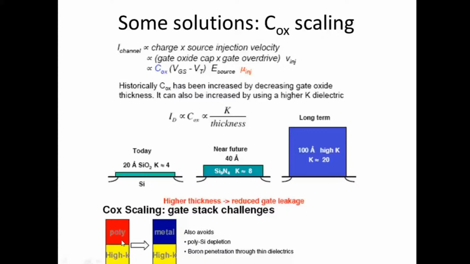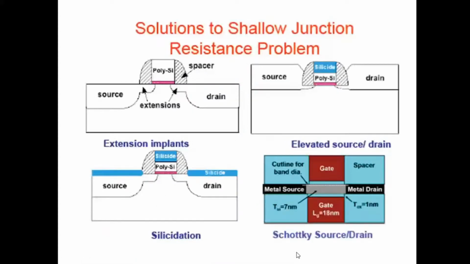Also, in the larger MOSFETs, we were depositing the poly on the oxide. Now we are depositing the metal on the oxide to avoid what is known as polysilicon depletion and boron penetration through the thin dielectric during fabrication. We scale the MOSFET. Source and drain also get scaled, and we need to make shallow source drain regions. This tends to increase the contact resistance.